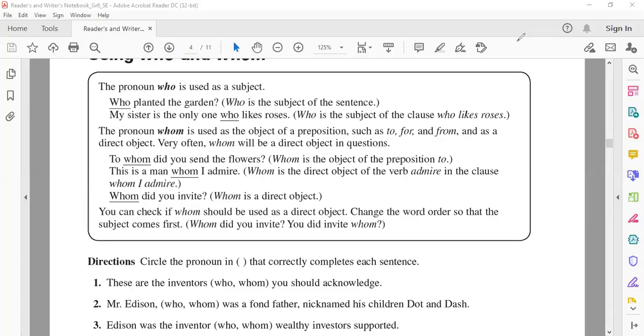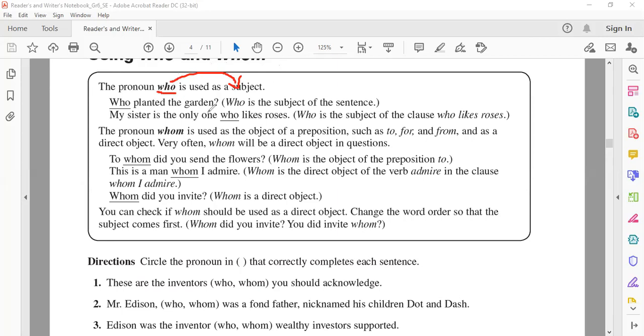Now, we have the pronoun who used as a subject. So who right here will only be used if I need a subject in the sentence. If I need the subject in the sentence or in the question, then I will use who.